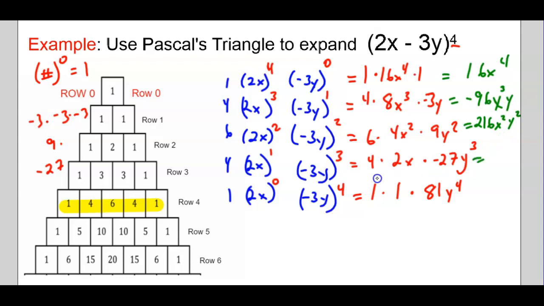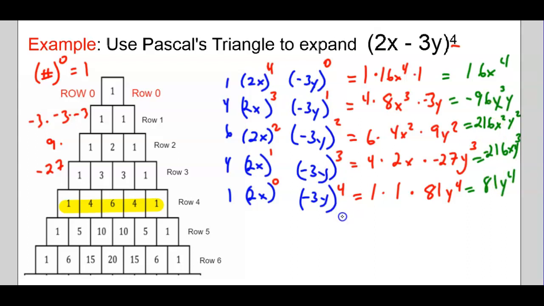Right here we have 4 times 2x, which is going to be 8x. 8x times a negative 27y cubed is going to be a negative 216xy cubed. Man, I'm running out of space over here. And lastly, 1 times 81y to the fourth is 81y to the fourth. So those are our solutions.